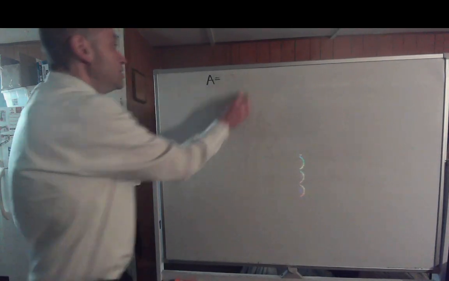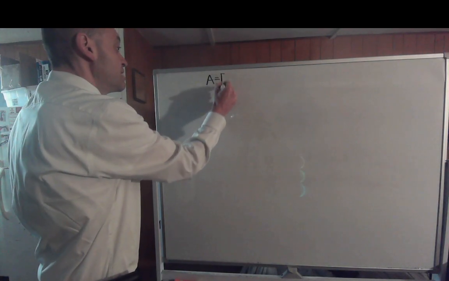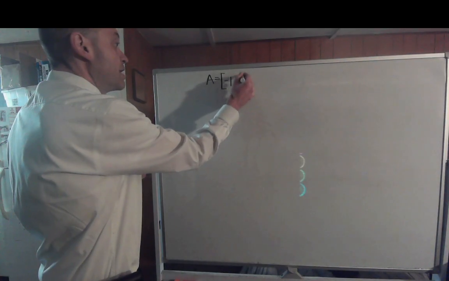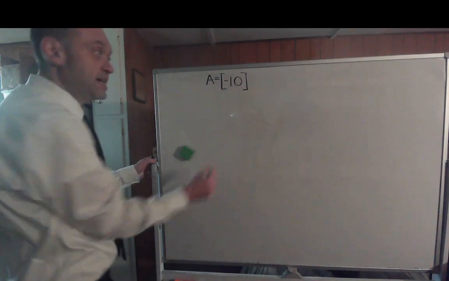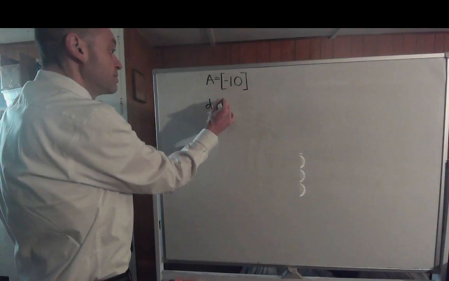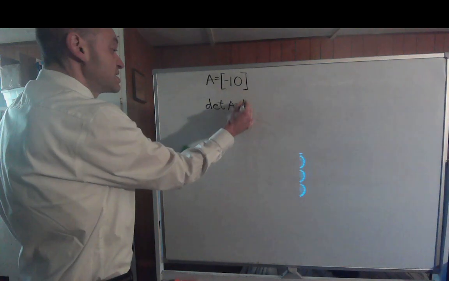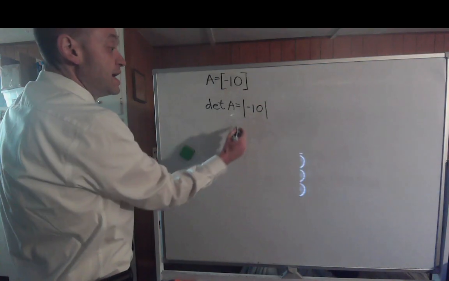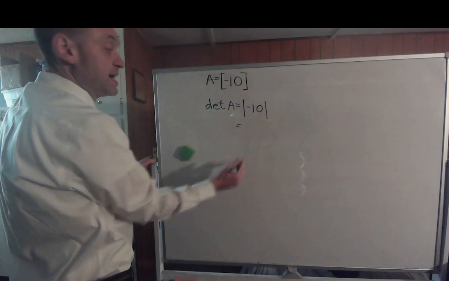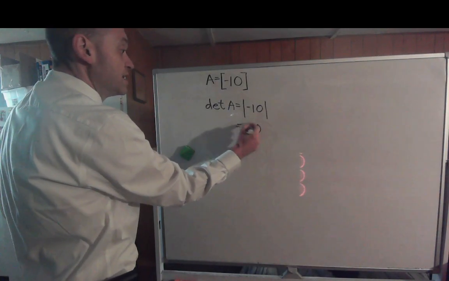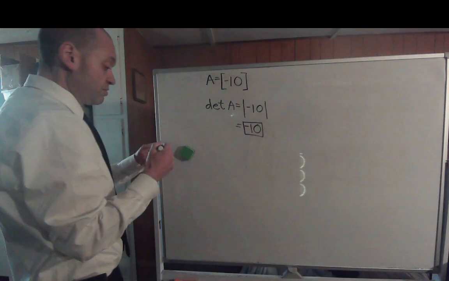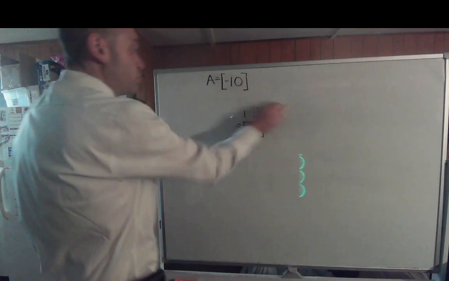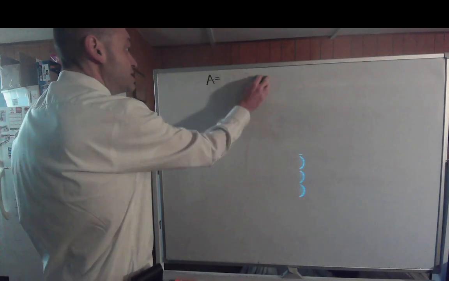All right, now let's say matrix A is another 1 by 1 matrix with entry negative 10. The determinant of A, again, is simply that you convert it to what looks like absolute value notation, and it's going to be the entry inside the matrix, which is negative 10. So the determinant of A would be negative 10. Those are 1 by 1s. Now what about 2 by 2s? Let's start with some of those.